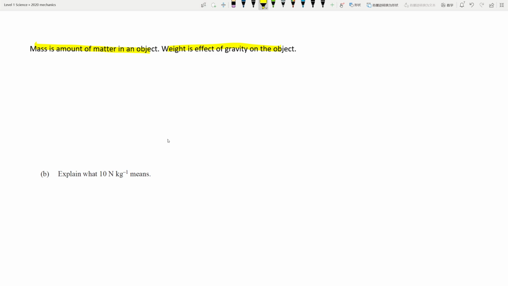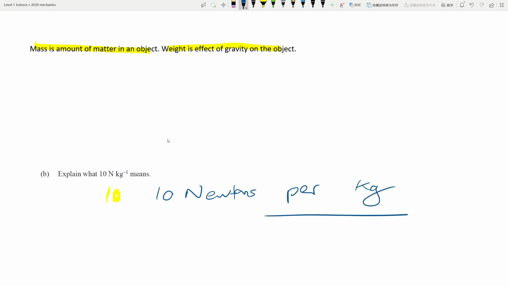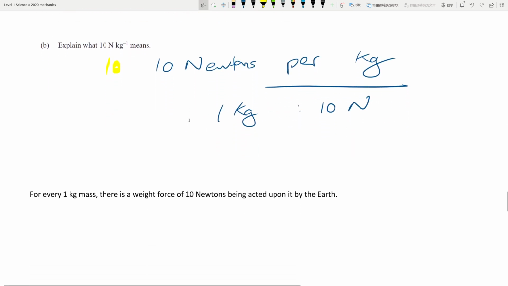So let's write it in English. This is 10 newtons per kilogram. So it just means for 1 kg, there's 10 newtons of force. That's what this particular thing means, okay? So for every 1 kilogram of mass, there's a weight of 10 newtons. So if you weigh 60 kilograms, you have 600 newtons of weight force, okay?